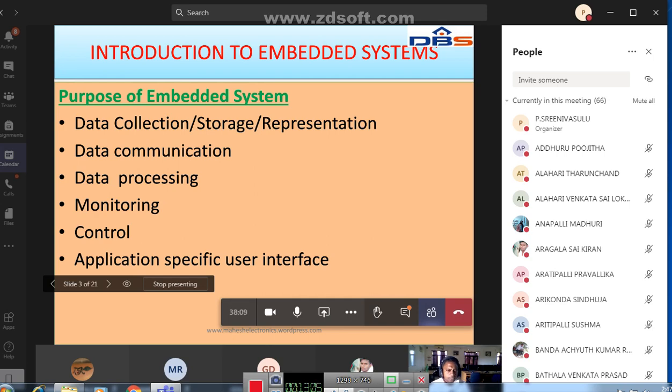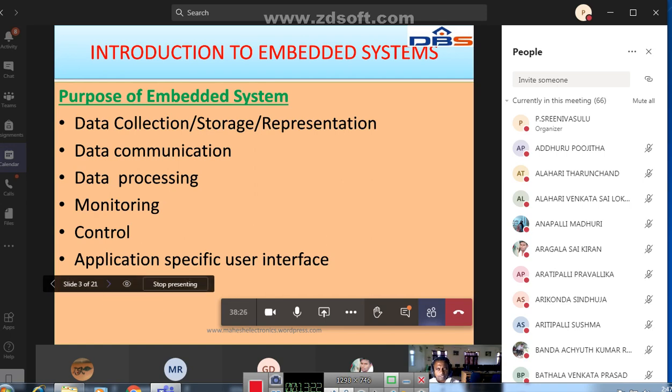User interface is actually a platform through which you can talk to a system, maybe a computer, maybe a laptop, maybe some other embedded system. Okay, that is what is called user interface. So all these are the purposes of the embedded systems.